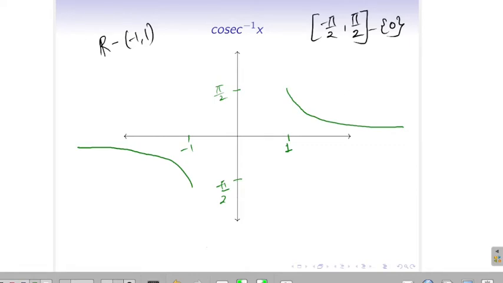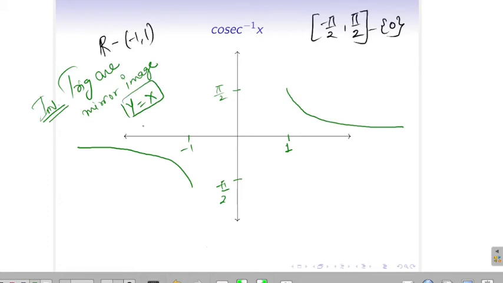Now there is a relation between the graphs of inverse trigonometric functions and trigonometric functions. So what is the relation? Inverse trigonometric functions are mirror images of trigonometric functions with respect to what? With respect to y equals x. If you take the line y equals x as a mirror and reflect the graph of trigonometric functions, you will get the graph of inverse trigonometric functions. You can also try it.